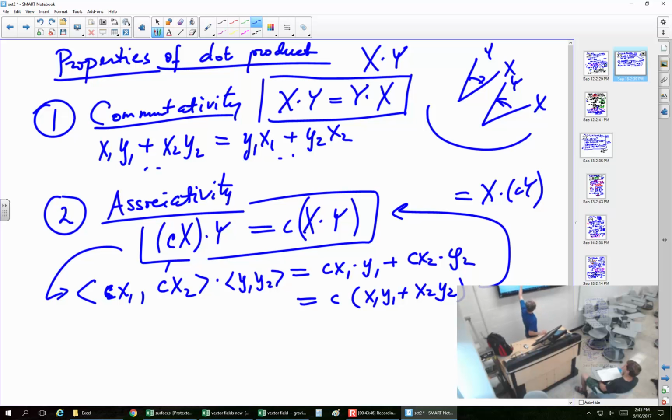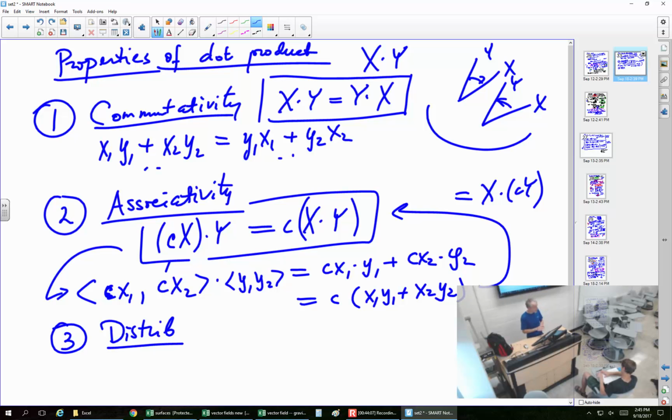It will be the same result. So on the left, I'm stretching x and looking for the angle with y, or I stretch y and look for the angle with x. The result is the same. The angle is the same. You just stretch it. The next one is slightly more complicated. It is the distributive property.